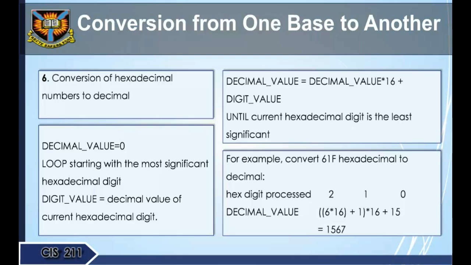F digit processed is 15. Decimal_value: (6 * 16 plus 1) * 16 plus 15 is equal to 1567.